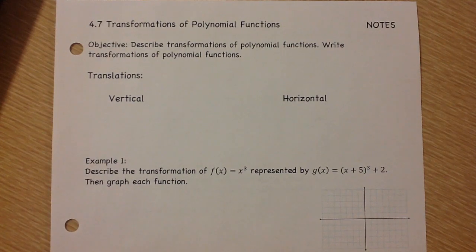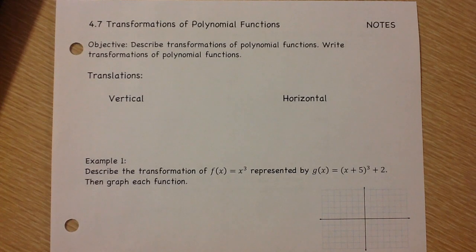Great. All right, section 4.7, transformations of polynomial functions. What's great about this section is it's nothing new. This is the same stuff we've been doing, transformations in chapters 1, 2, and 3. Now we're just applying it to polynomial functions, higher degree, x to the third, x to the fourth, fifth, and so forth and so on.